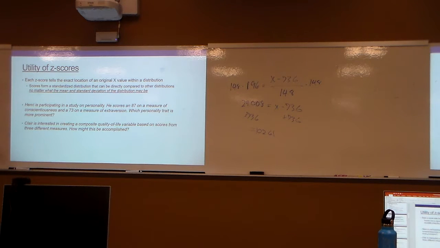Right? So Claire is interested in creating a composite quality of life variable based on scores from 3 different measures. How might Claire do this?